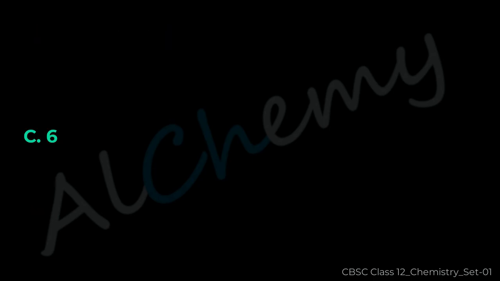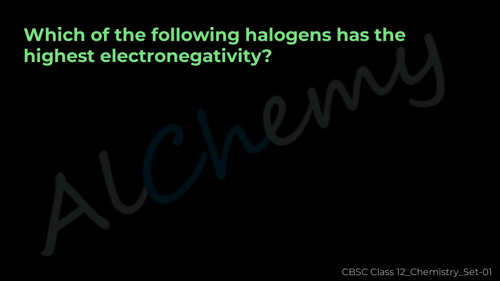Question 41. The denticity of EDTA is A. 2, B. 4, C. 6, D. 8. The correct answer is C, 6. Question 42. Which of the following halogens has the highest electronegativity? A. Cl, B. Br, C. I, D. F. The correct answer is D, F.